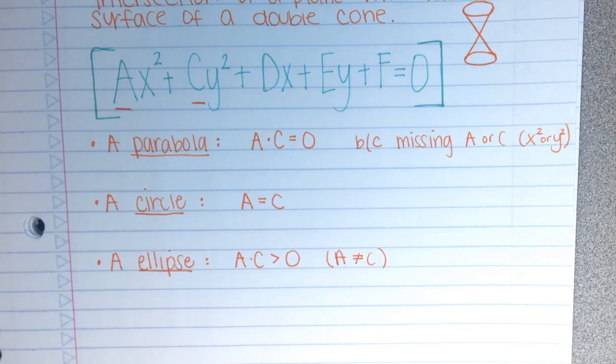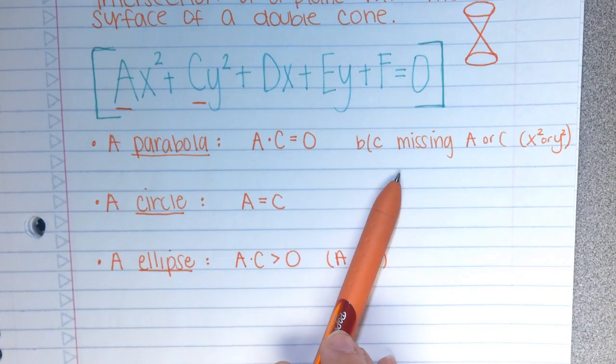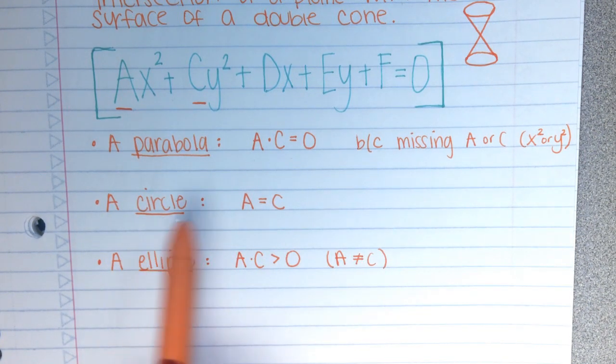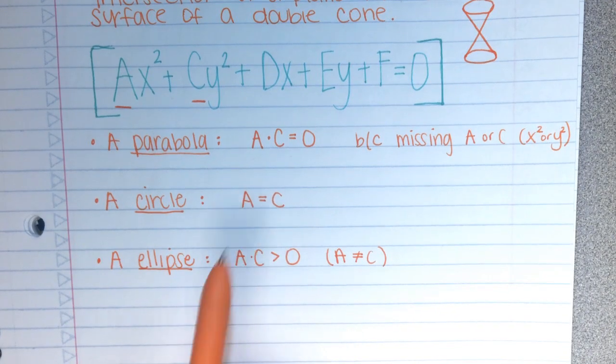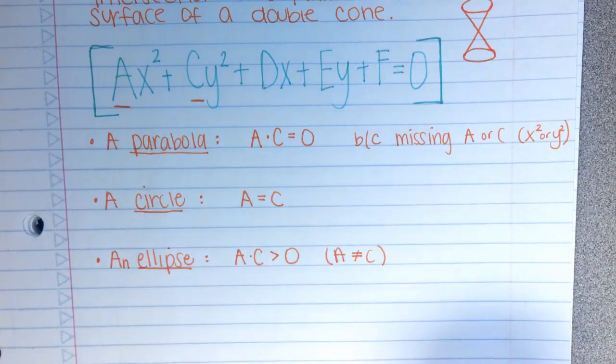That makes sense? So I always check for a parabola first. Let me look at an equation. Is it missing x squared or y squared? Nope. Then I check for a circle. Are A and C the same? Nope. Then I'm going to figure out if it's an ellipse. Oh, this should say an. Sorry, an ellipse.